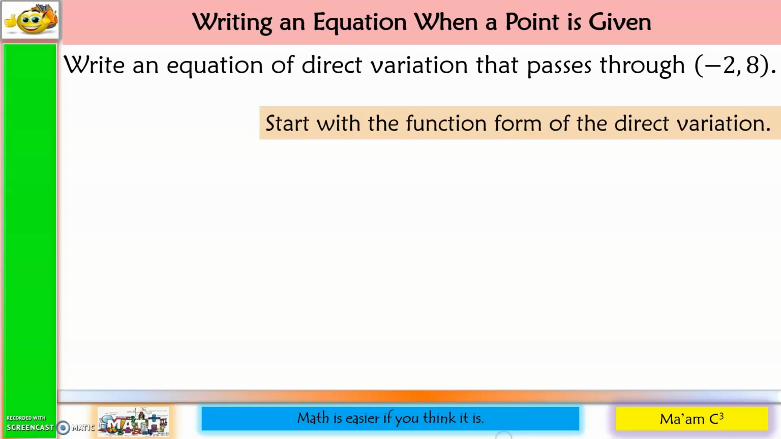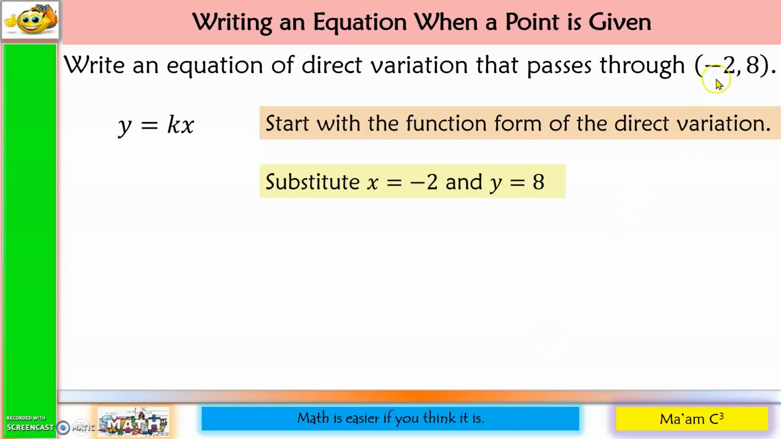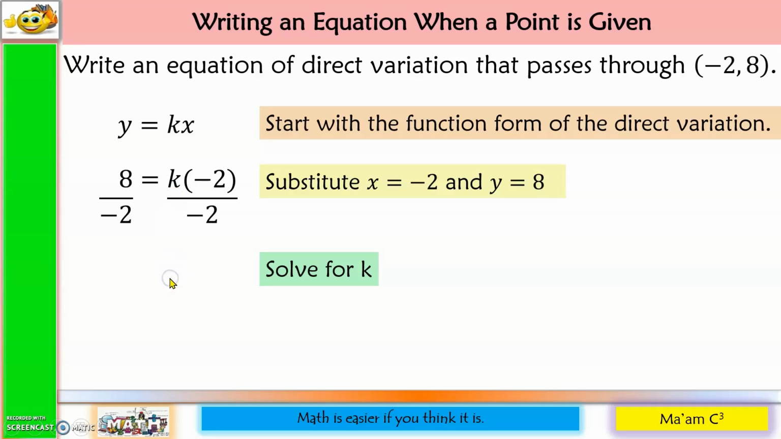Step 1. Start with the function form of the direct variation, and that is y is equal to kx. Step 2. Substitute x is equal to negative 2 and y is equal to 8 in this equation. So we have 8 is equal to k times negative 2. Step 3. Solve for k. To solve for k, let us divide both sides by negative 2.